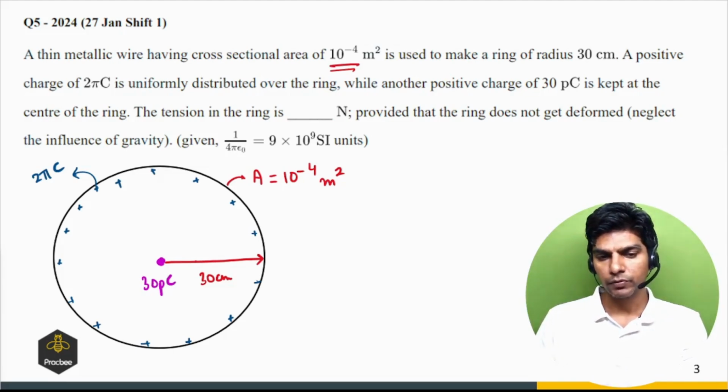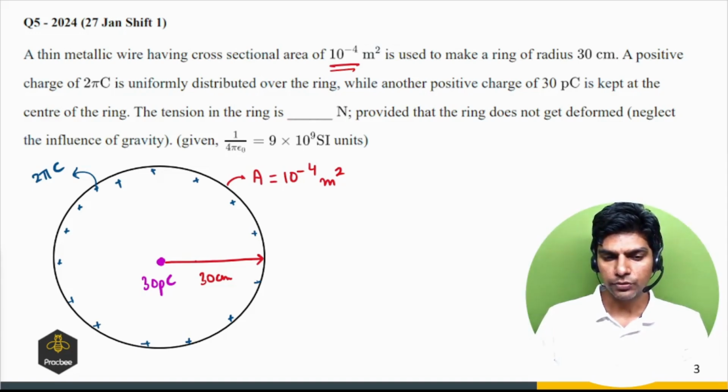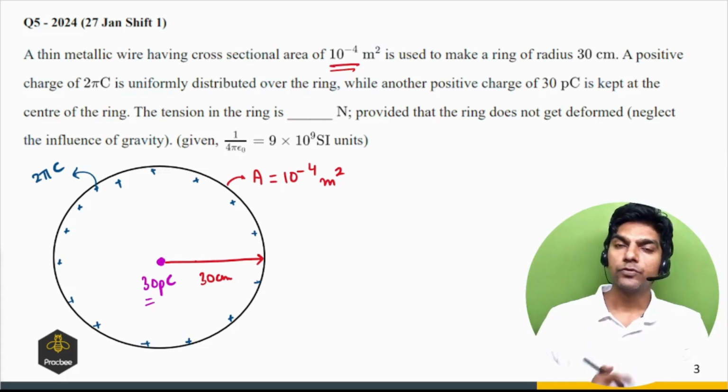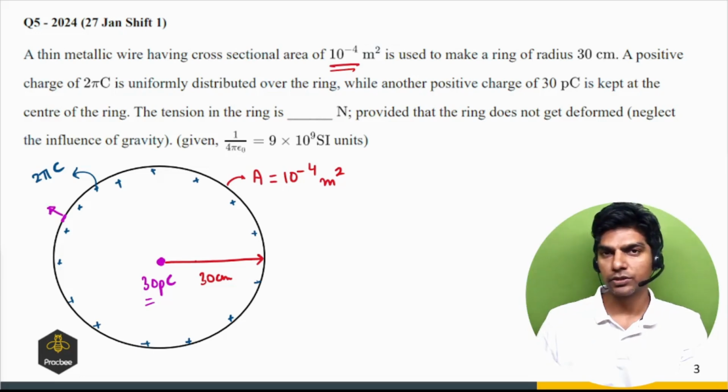And we have given 1 upon 4 pi epsilon naught is 9 into 10 raised to power 9 in SI units. So actually what is happening in this case, because of this 30 picocoulomb charge, each element of the ring will experience a repulsive force, and that force will be in the radially outward direction. So if you consider this particular element, it will experience a repulsive force in the radially outward direction.